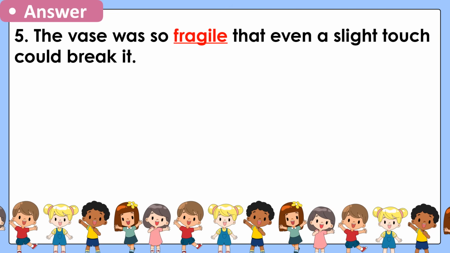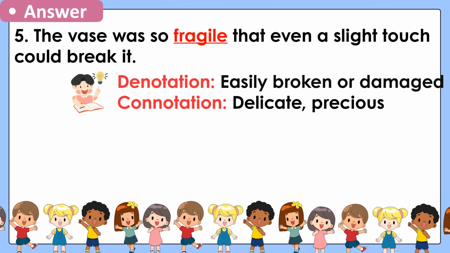Fifth, the vase was so fragile that even a slight touch could break it. The underlined word is fragile. Denotation, easily broken or damaged. Connotation, delicate or precious.